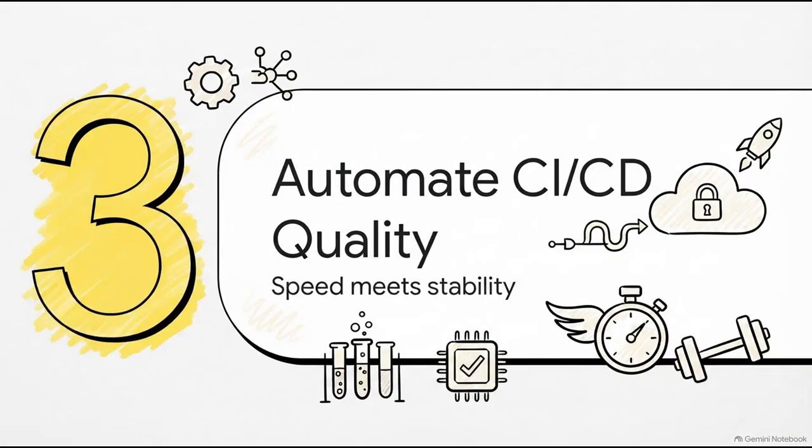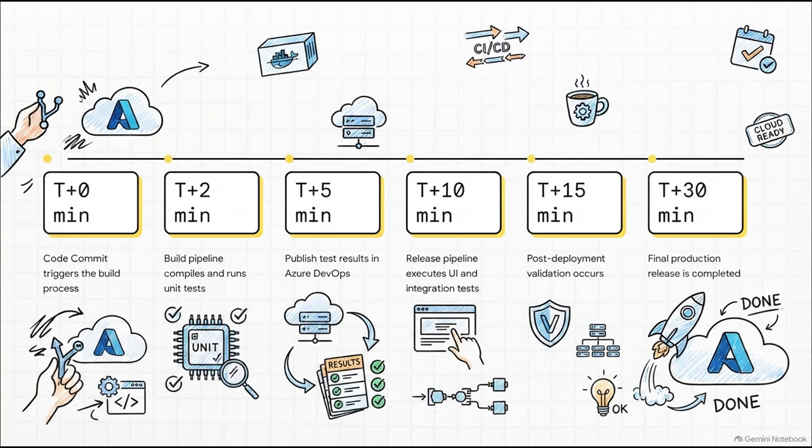All right, part 3, automating quality in CI/CD. This is where speed meets rock-solid stability. Pushing code securely is awesome, but we really need to make sure the code actually works when it gets there. Let's trace this continuous testing journey inside Azure DevOps.